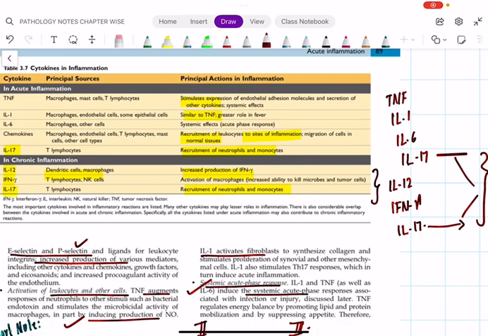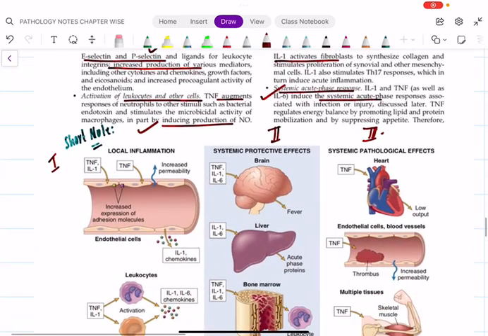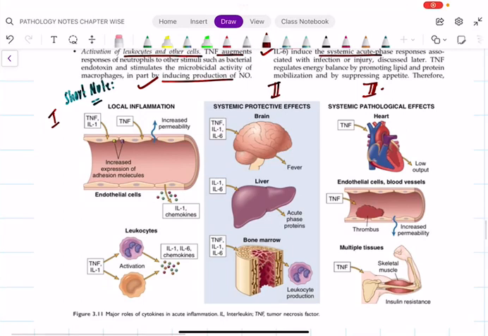It is going to produce some systemic effects. What are the effects? Focus on these 3 pictures. If you draw these 3 pictures, you will be awarded 5 out of 5: local inflammation, systemic protective effects, systemic pathological effects. In local inflammation, TNF and interleukin 1 are going to increase permeability and increase adhesion. Endothelial activation. Fine? Yes. And this will further cause activation of leukocytes, which will further release interleukin 6. So TNF and interleukin 1 will activate the leukocyte, and this leukocyte is going to release interleukin 6.